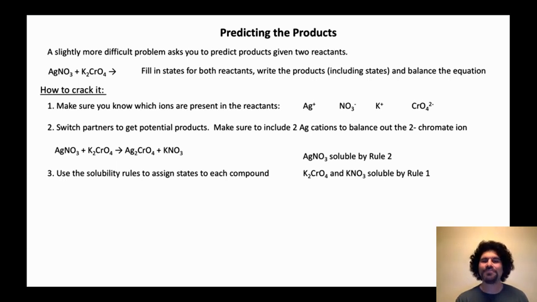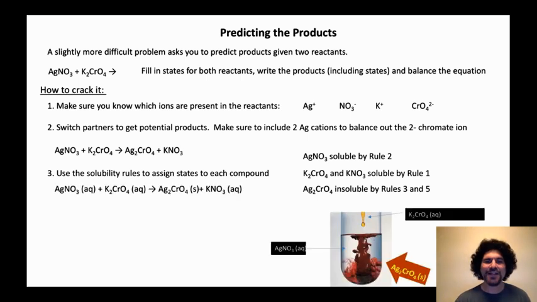And then moving on to look at the products, potassium nitrate is also soluble by rule 1. Yes, it would be soluble by rule 2 also, it's a nitrate, but remember we get to rule 1 before we get to rule 2. Then finally, silver chromate is going to be insoluble by both rules 3 and 5. It's a silver salt and it's a chromate salt. So it's going to get a solid next to it. Silver nitrate aqueous plus potassium chromate aqueous gives you silver chromate solid plus potassium nitrate aqueous.